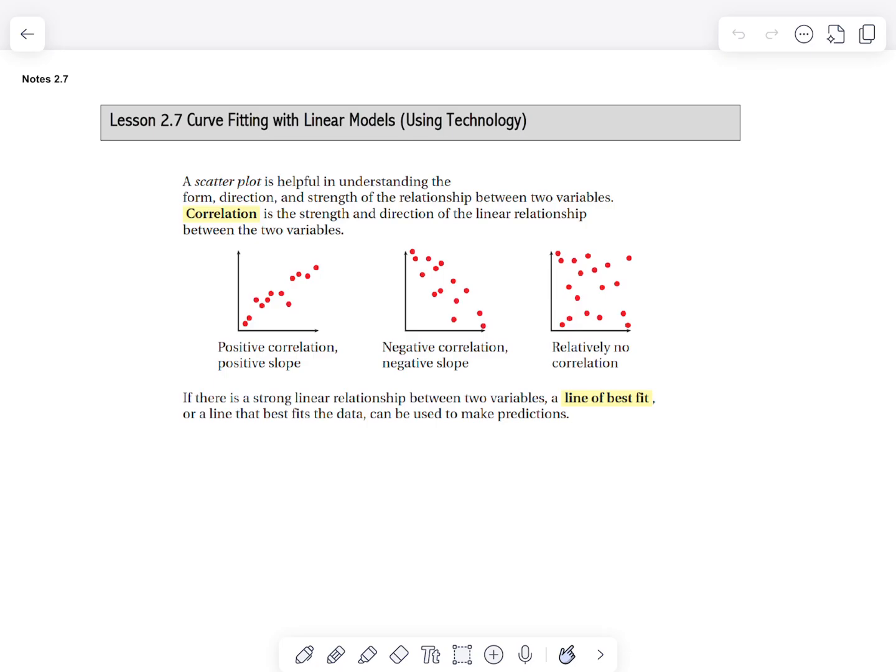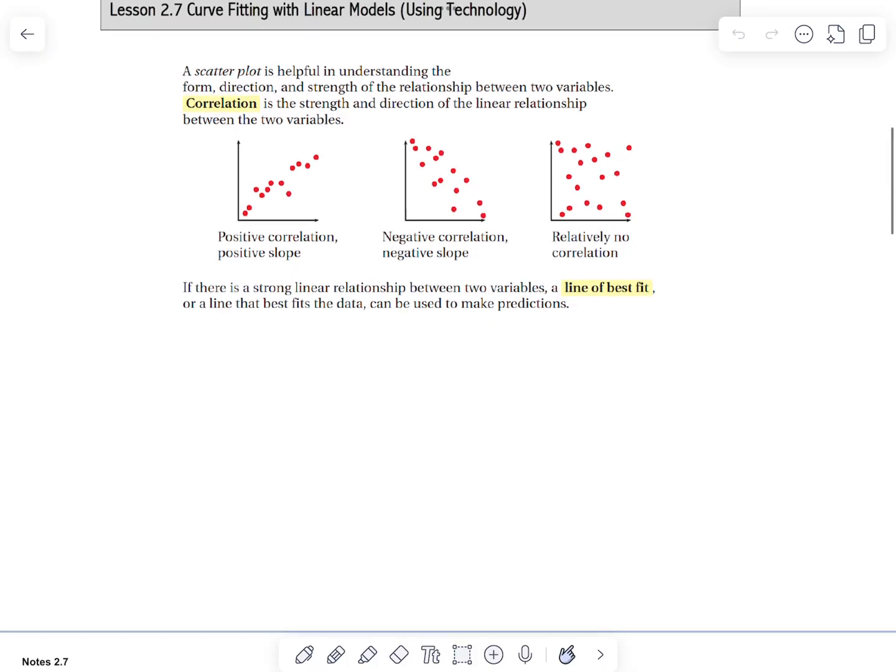This is on curve fitting. Scatter plots are helpful for understanding the form, direction, and strength of a relationship between two variables. Correlation is the strength and the direction of a linear relationship between two variables.